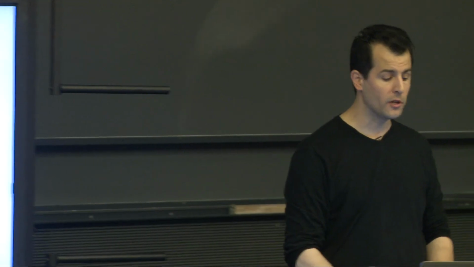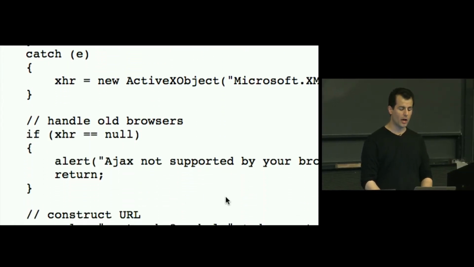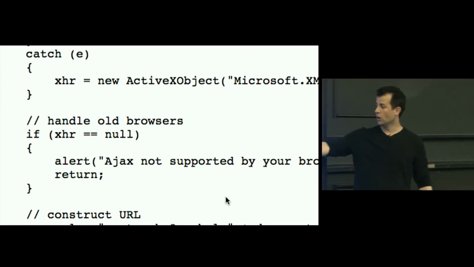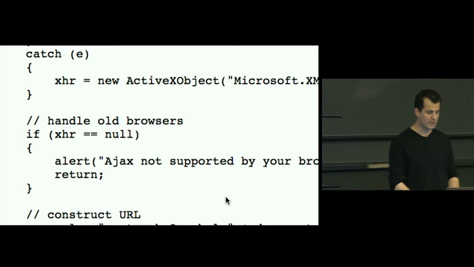But what's really going on underneath the hood is something like this. So this is raw JavaScript code. I proceed to check if the XHR object is null, then I'm going to return an alert saying Ajax is not supported in your browser, but we didn't see that.